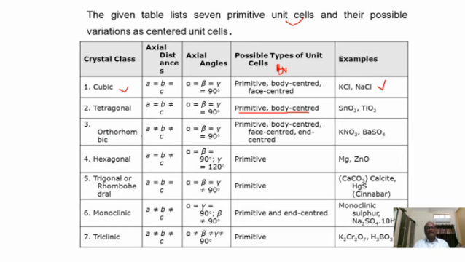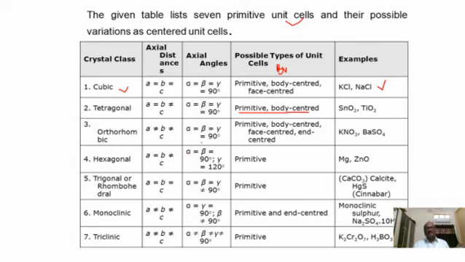Third one is orthorhombic: a is not equal to b, is not equal to c, alpha, beta, gamma 90 degrees. So it is available in the four Bravais lattices: primitive, body-centered, face-centered, end-centered. Potassium nitrate and barium sulfate are the examples for it.